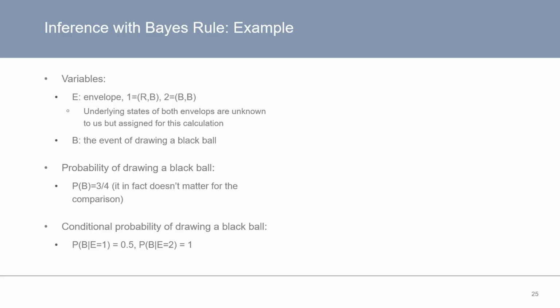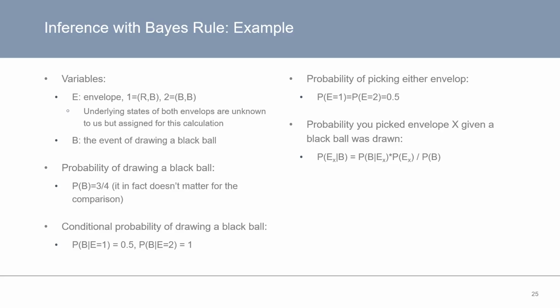We can also calculate the conditional probability of drawing a black ball from either envelope. So for example, the probability of drawing a black ball, given that we have envelope 1, is 50-50, since envelope 1 contains both a red and black ball. And the probability of drawing a black ball for envelope 2 is 100%, or 1. Also, the probability of having picked one envelope or the other is assumed to be 50-50. So the prior probability that you picked envelope 1 and the prior probability that you picked envelope 2 are both 0.5.